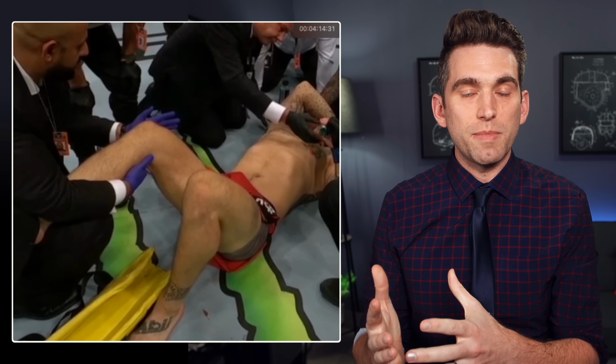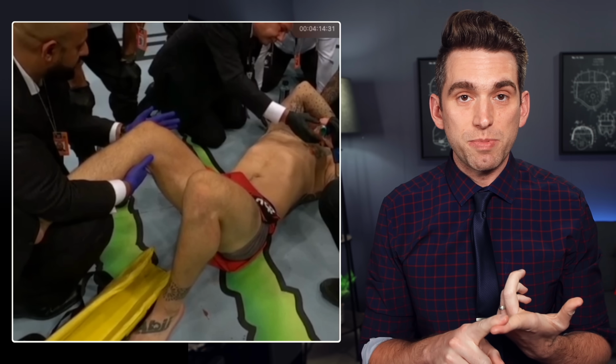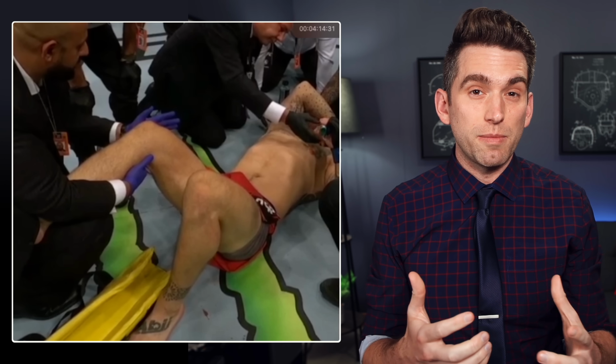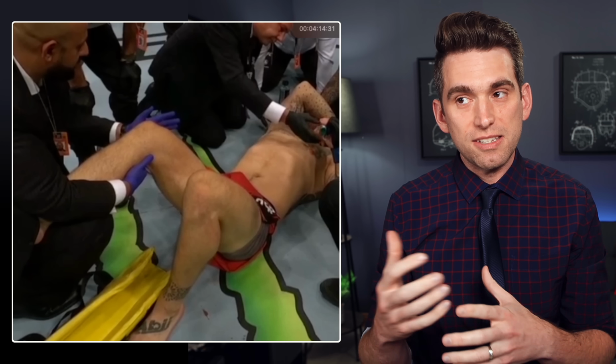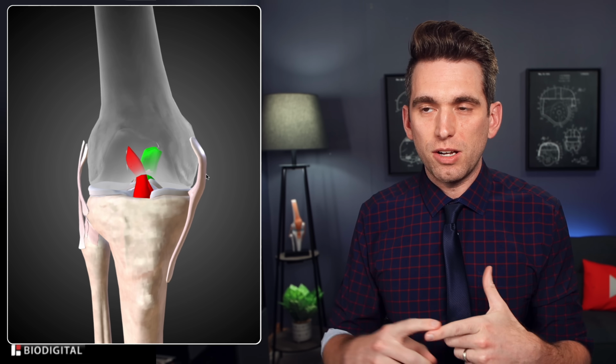Like I said, the first thing on my mind when I watched this mechanism is actually a PCL tear. Now, Michael Bisping said on the broadcast that he asked the doctors what they thought might be going on, and they said something about an MCL just based on the amount of pain, and that's definitely on the list as well. But let's talk first about the PCL. With our biodigital anatomy tool here, let's talk about that PCL and also the MCL.